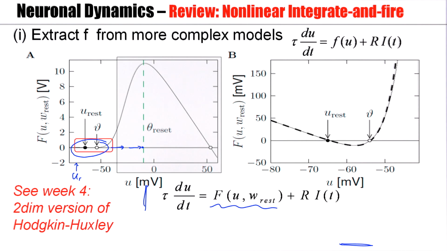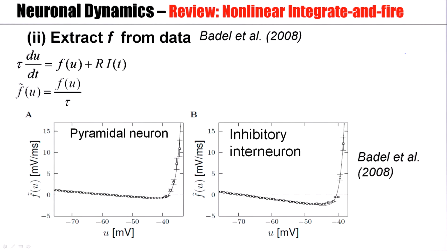So let's zoom on this region, and then this function looks like a linear curve followed by an exponential increase. That means the correct one-dimensional nonlinearity is a combination of a linear and exponential term. And this is called the exponential integrate-and-fire model. Alternatively, as we have seen in week 1, one can also extract this function f directly from data.